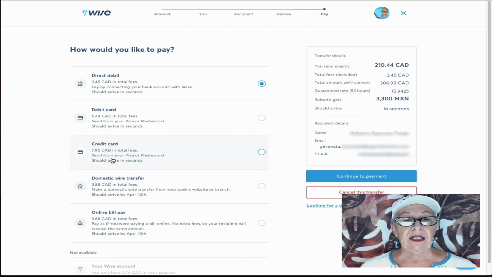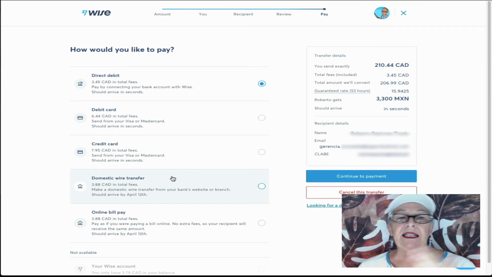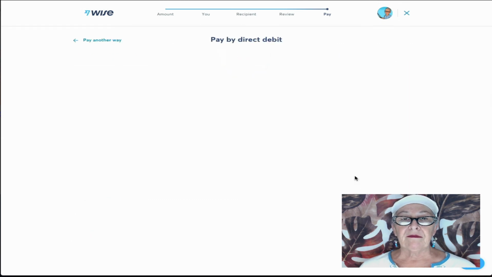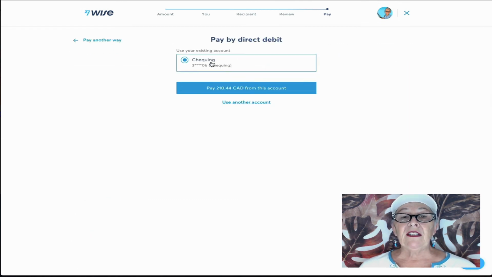Or credit card as well, that's also by Visa or MasterCard. Domestic wire transfer, that's only from one currency to the same currency, so from Canadian to Canadian, so that's what that is for. And if there's online bills, I've never used this, so I don't know how that works. So let's continue. Continue to payment here. And the default pops up with my Canadian bank account. Because I want to send Canadian and convert it to Mexican, it goes to my Canadian bank account first.